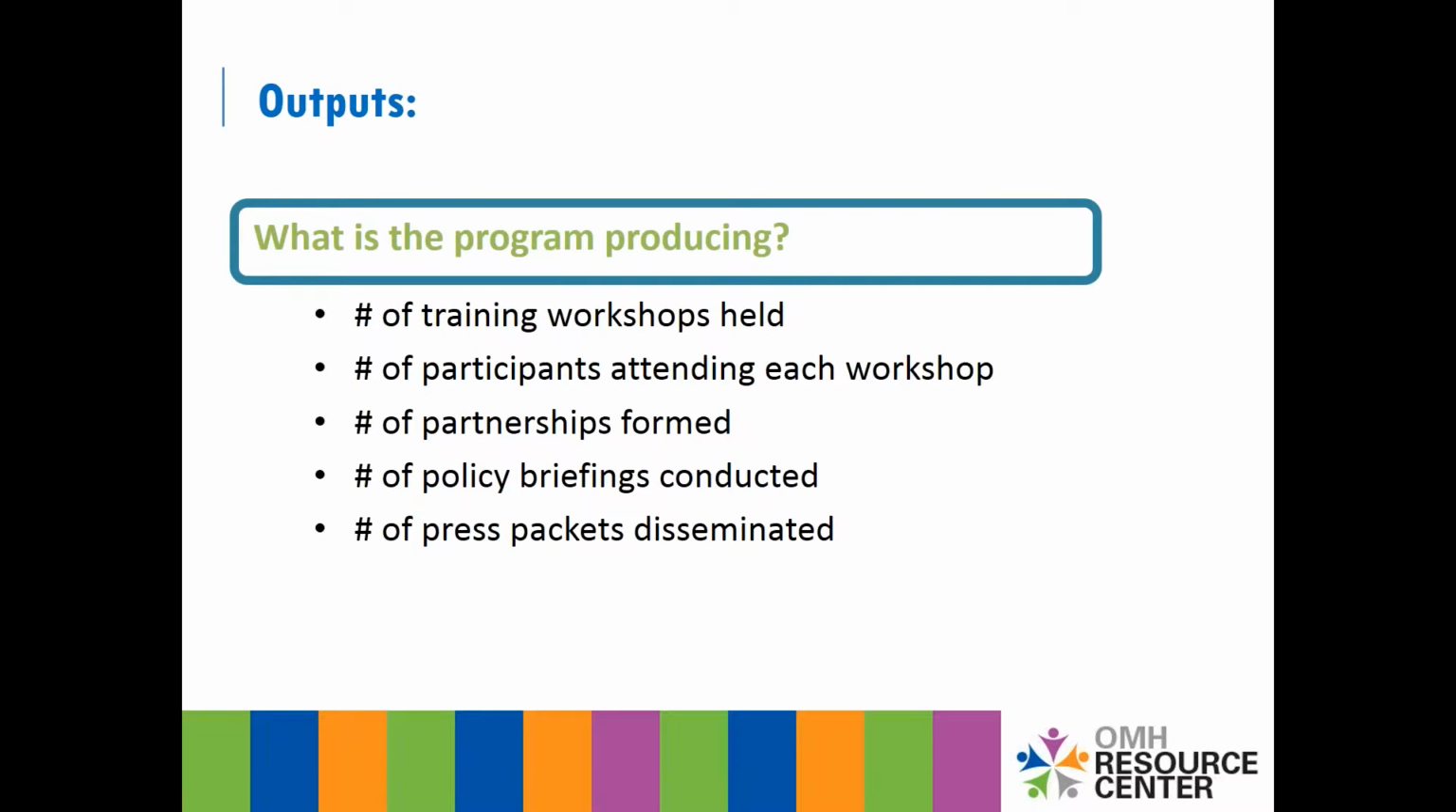So what is your program producing? What are the items that you will be able to tell the funder that as a result of implementing these resources and activities, we expect to see X? So this is measurable, and as you can see, the number of training workshops held, number of participants attending each workshop, the number of partnerships formed, perhaps the number of policy briefings conducted if it's related to your program, and the number of press packets disseminated. Next slide, please.